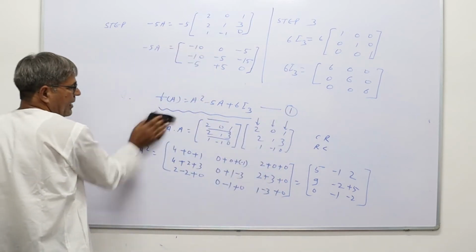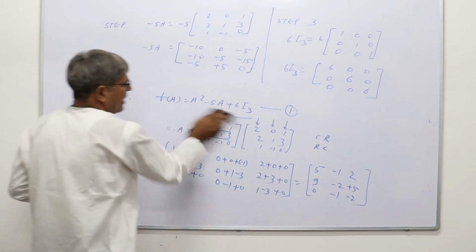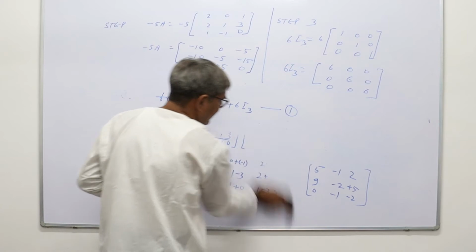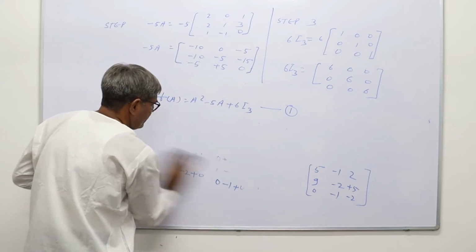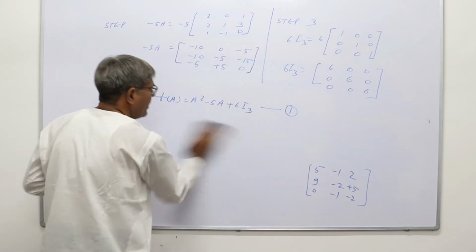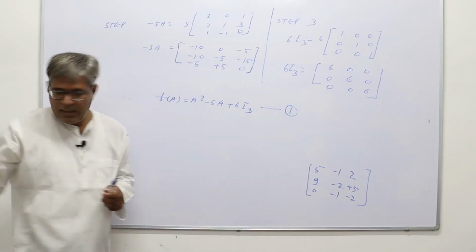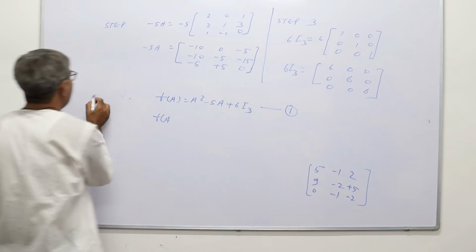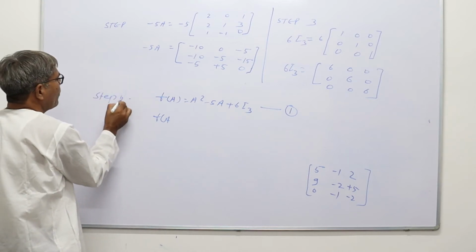So, here, what is a square? A square is... here a square, this will be your step 4.